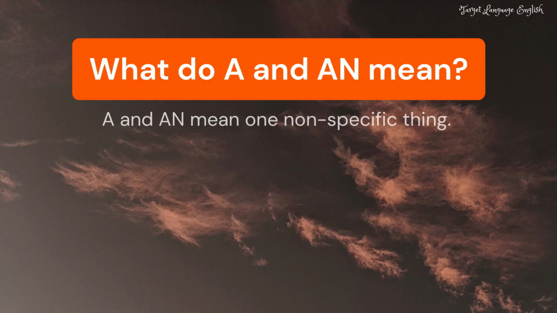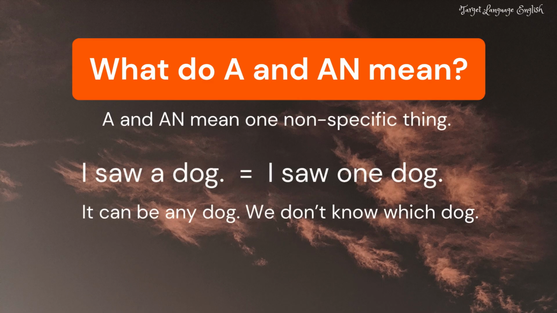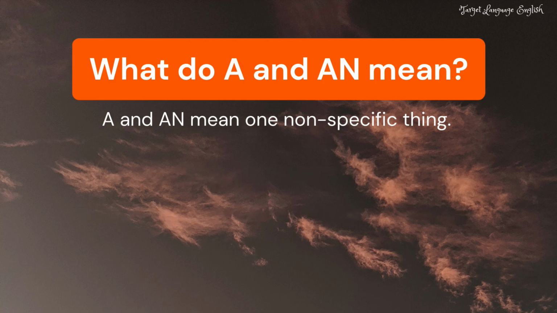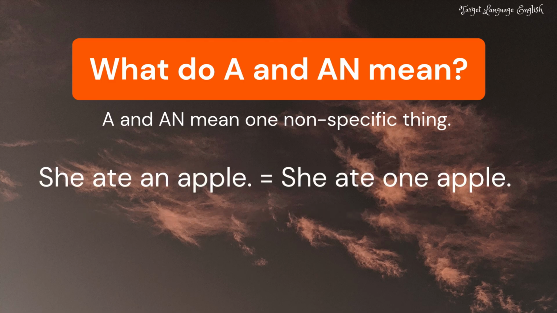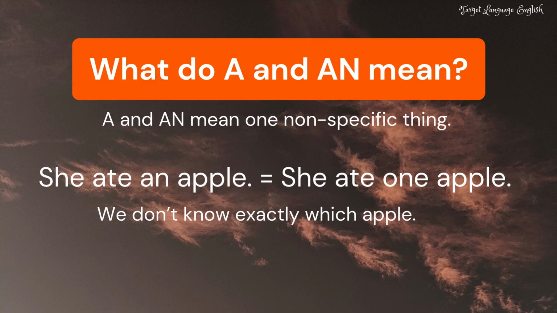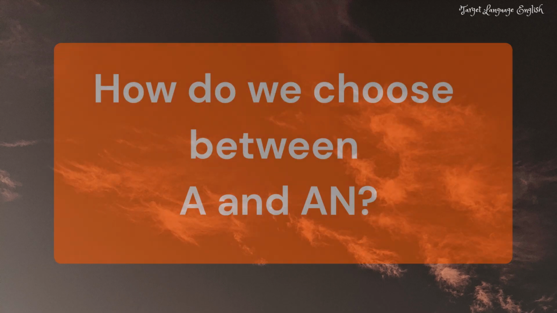For example, I saw a dog. This means I saw one dog, but I'm not saying exactly which dog. It is not specific. Another example, she ate an apple. This means she ate one apple, but again, we do not know exactly which apple. It's not a specific apple.